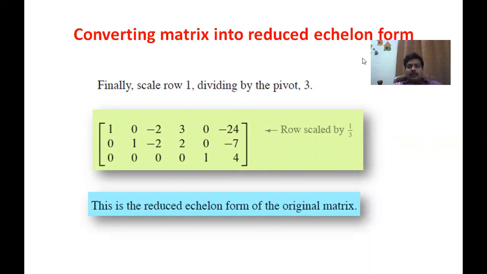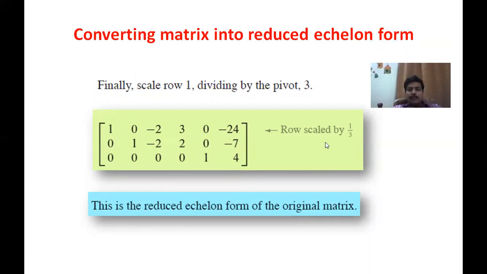So this is the way to convert a matrix into reduced echelon form, which will be very useful in finding solutions of equations, in checking whether given vectors are linearly dependent or independent, and in finding a basis at later stages. So this is the prerequisite for this topic.